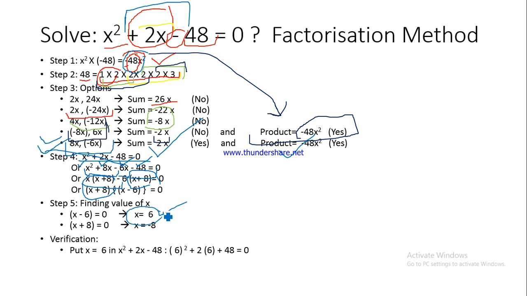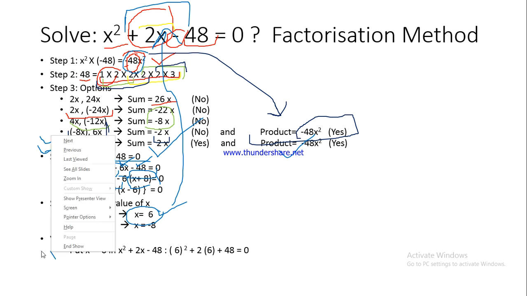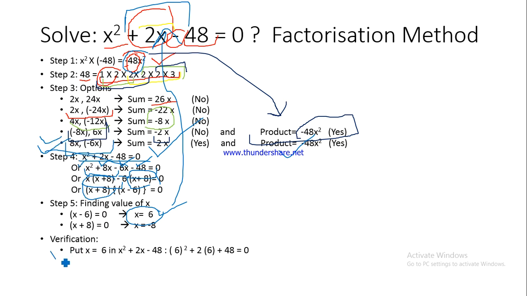I'll put this value in the original equation that I had, x square plus 2x minus 48. So I've put in this value here, and this gives me 0, which means that x is equal to 6. That was a correct solution, and I have verified that it was a correct solution. Is this okay?